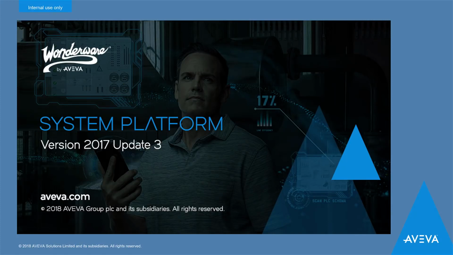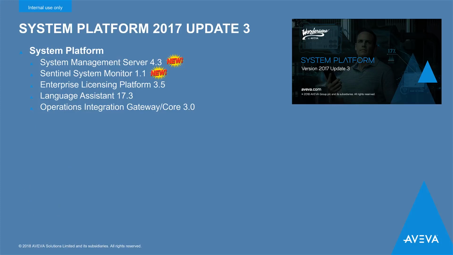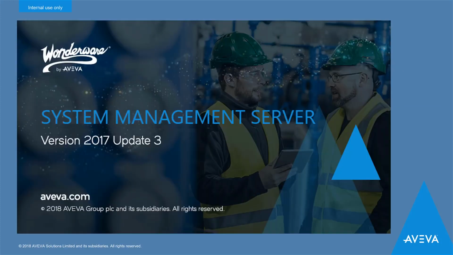This is Update 3. In Update 3, there's new versions of InTouch HMI, InTouch Web Client, InTouch Access Anywhere, the Historian and its clients, Application Server, InTouch OMI, OI Core, and the licensing platform. Plus, we've added two new applications to the System Platform, the System Management Server and the Sentinel System Monitor. Let's get right into the details.